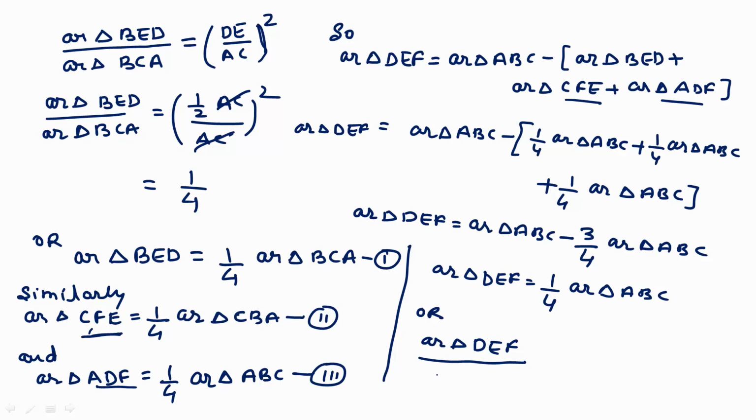This will go in the denominator. Area of triangle ABC is equal to 1 by 4. This is your answer, and this is the ratio of area of triangle DEF and area of triangle ABC. So let's see the next question from your exercise 6.4.